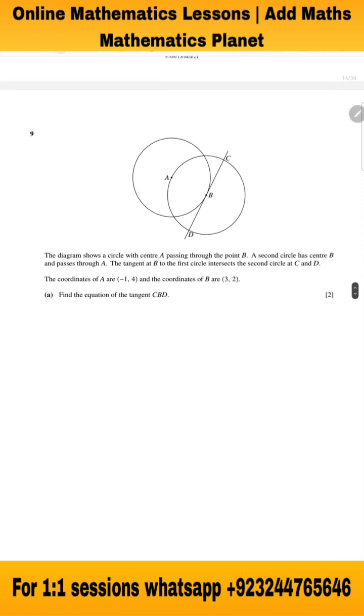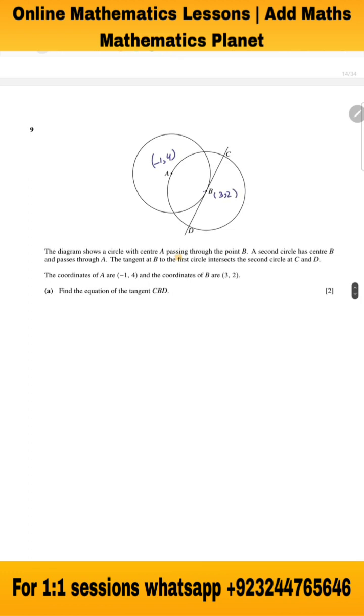The diagram shows a circle with center A passing through the point B. A second circle has center B passing through the point A. The tangent at B to the first circle intersects the second circle at C and D. The coordinates of A are (-1, 4), and the coordinates of B are (3, 2). Find the equation of CBD.